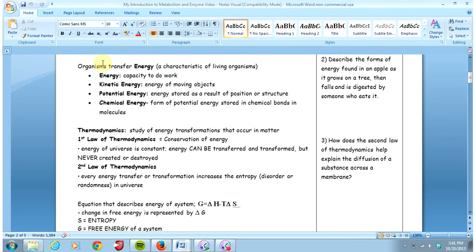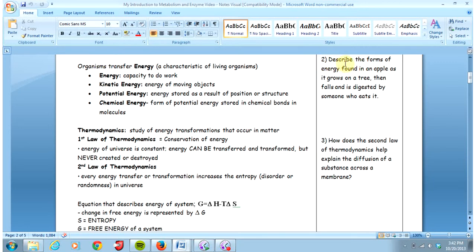Also, potential energy might be a result of structure, whereas chemical energy is a form of potential energy that has to do with structure, and it's the energy that's stored in the chemical bonds within molecules. For example, if we were talking about the water molecule, there's going to be some energy stored in the covalent bonds between oxygen and hydrogen.